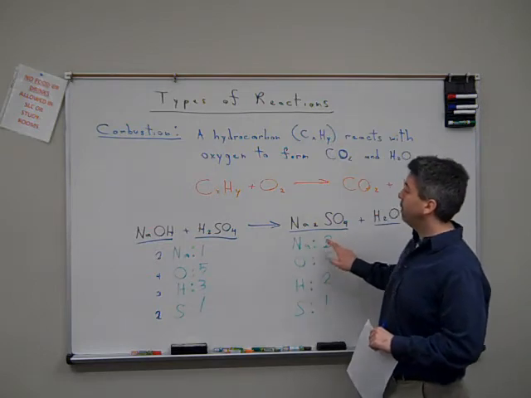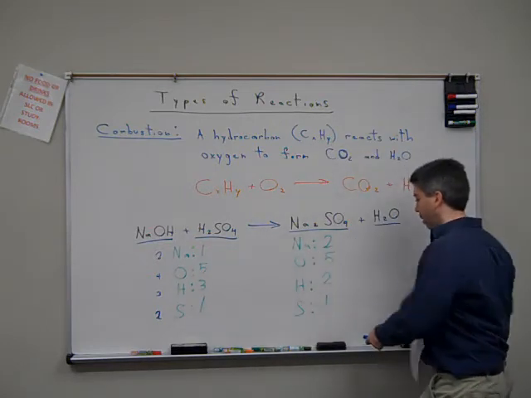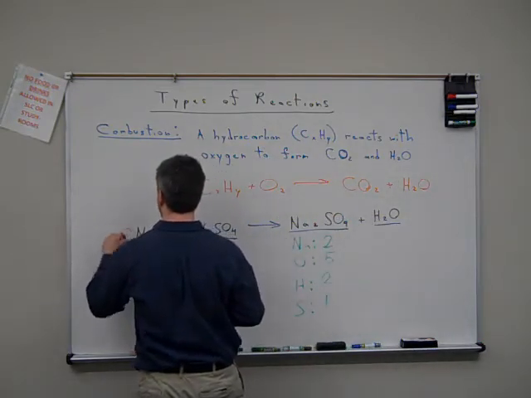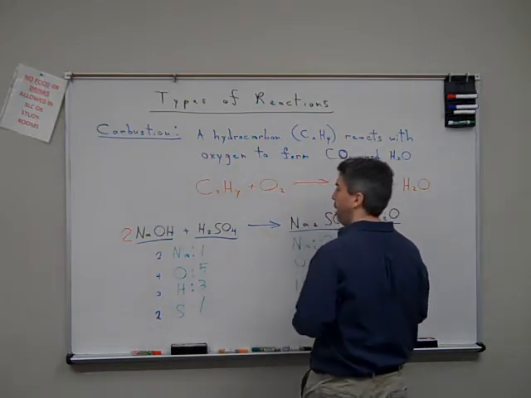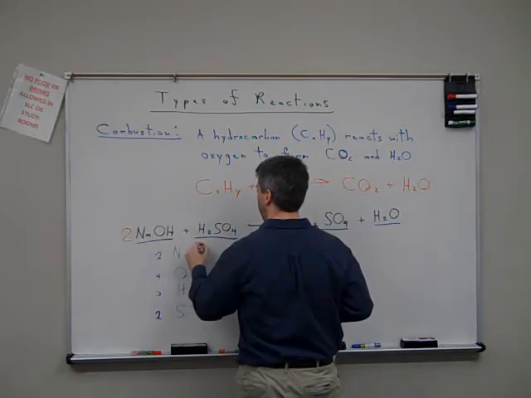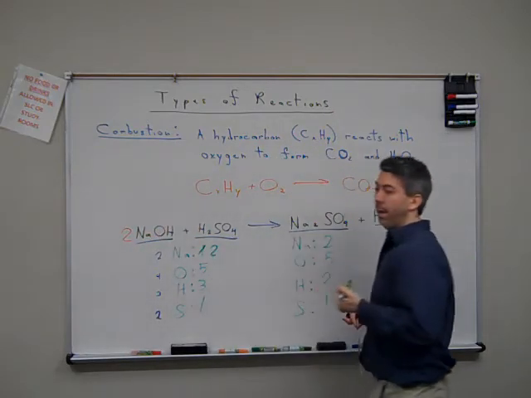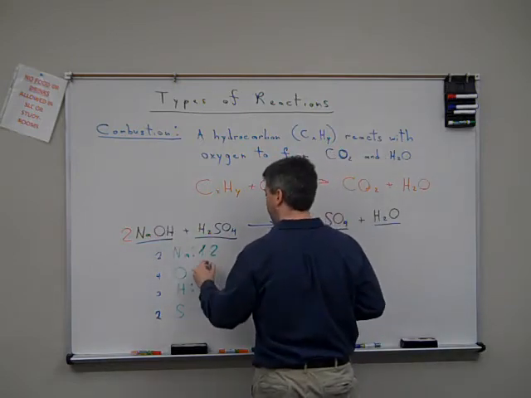So I have 2 sodiums here and I have 1 here, so what do I want to do? Put a 2 in front of the NaOH, precisely. Then that's going to change my values. I'm now going to have 2 sodiums. It also changes my oxygens. How many do I have now? 6. 2 times 1 plus 4 is 6.